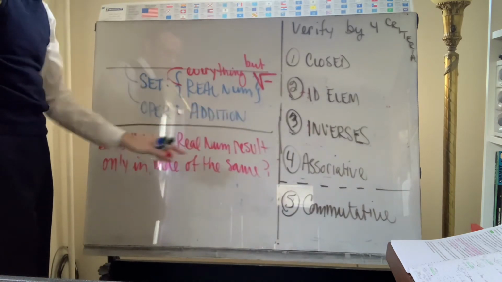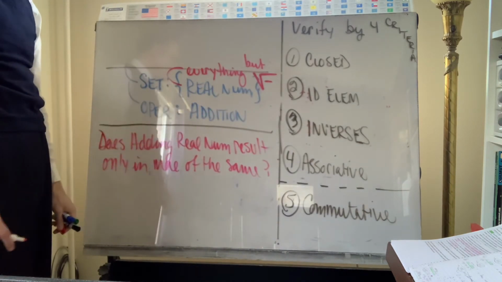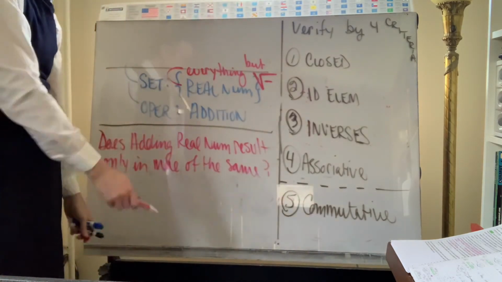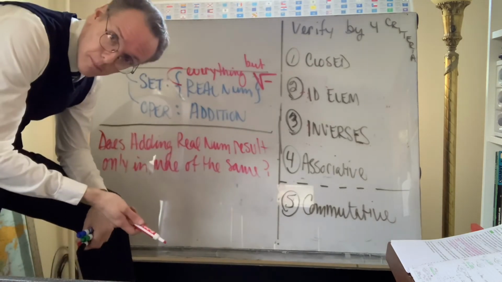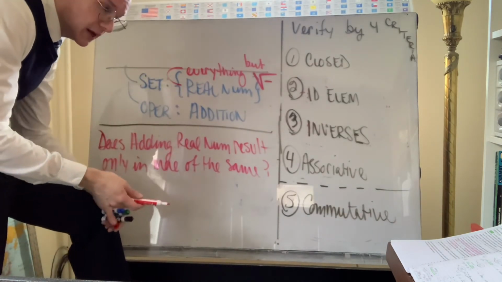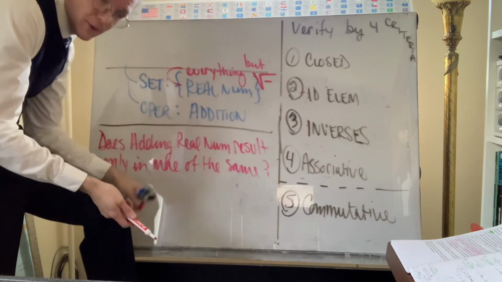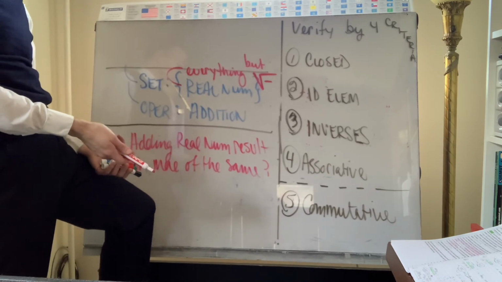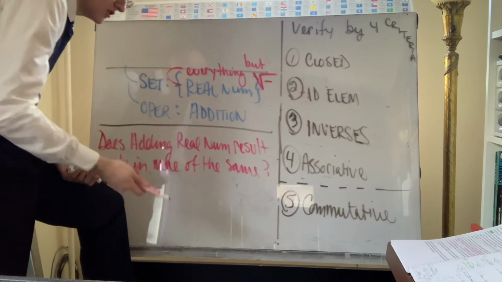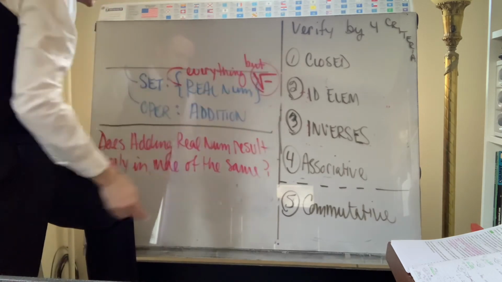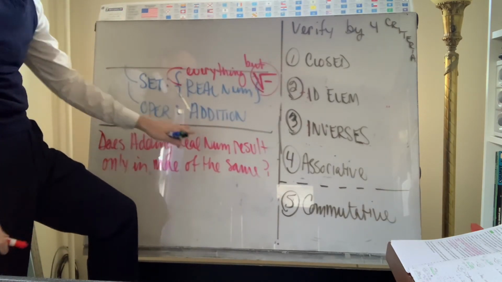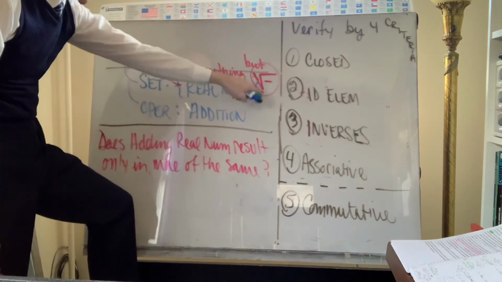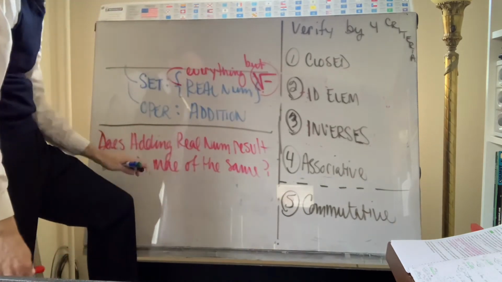Does adding real numbers result only in more of the same? Yes, because remember, even pi, though it is infinitely stretching, is still under the umbrella of a real number, all right? And if you added something to it, even a terminating number like 1, and make it 4.14159 into infinity, it's still a real number. It's not a negative square root. So adding real numbers results only in more of the same real numbers, right?